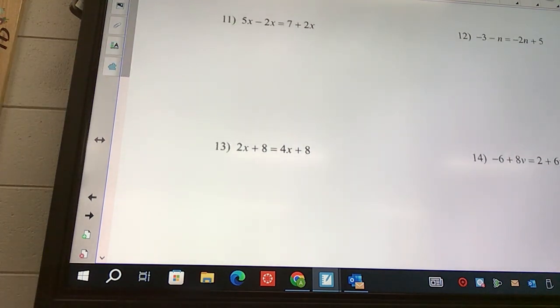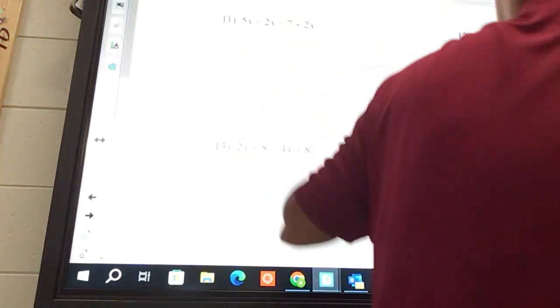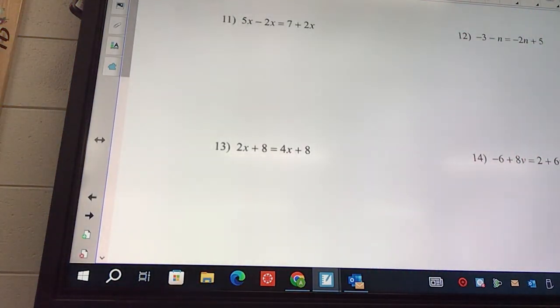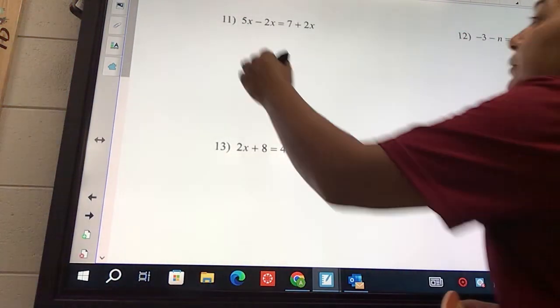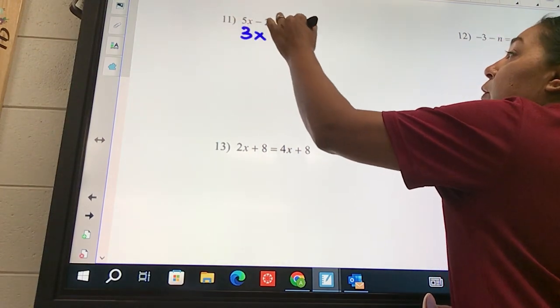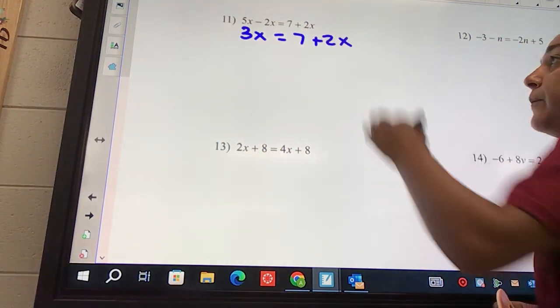Okay, 11. How many pieces? 2 on each. Okay, but this one is a little bit different because why? Because 3 of them are x's, only 1 is. Yeah, so 3 of them are x's, which is okay. Here's what I'm going to tell you to do. We can go ahead and combine those two. What is 5 minus 2? 3. So we're going to have 3x equals 7 plus 2x.